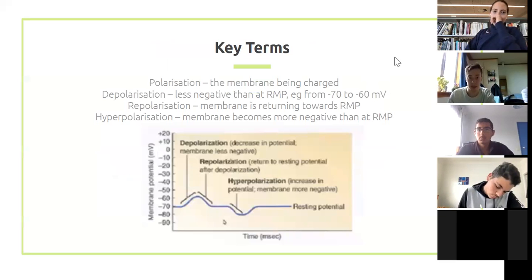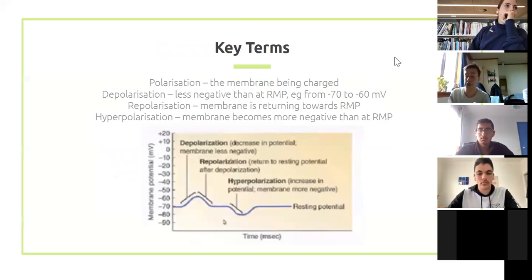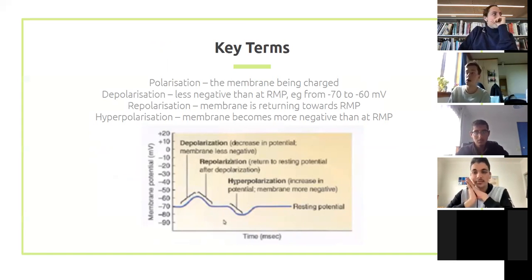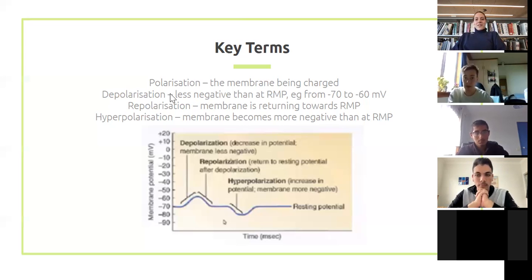Okay, now we're going to get into action potential. These are some key terms I want you to know and you will need to know. Polarization is the membrane being charged, so that's charged at that negative 70 millivolts. Depolarization is going from negative 70 millivolts towards 0, so we're getting less negative. Repolarization is becoming more negative, so towards that negative 70 millivolts. And then hyperpolarization is when it goes beyond the 70 millivolts.